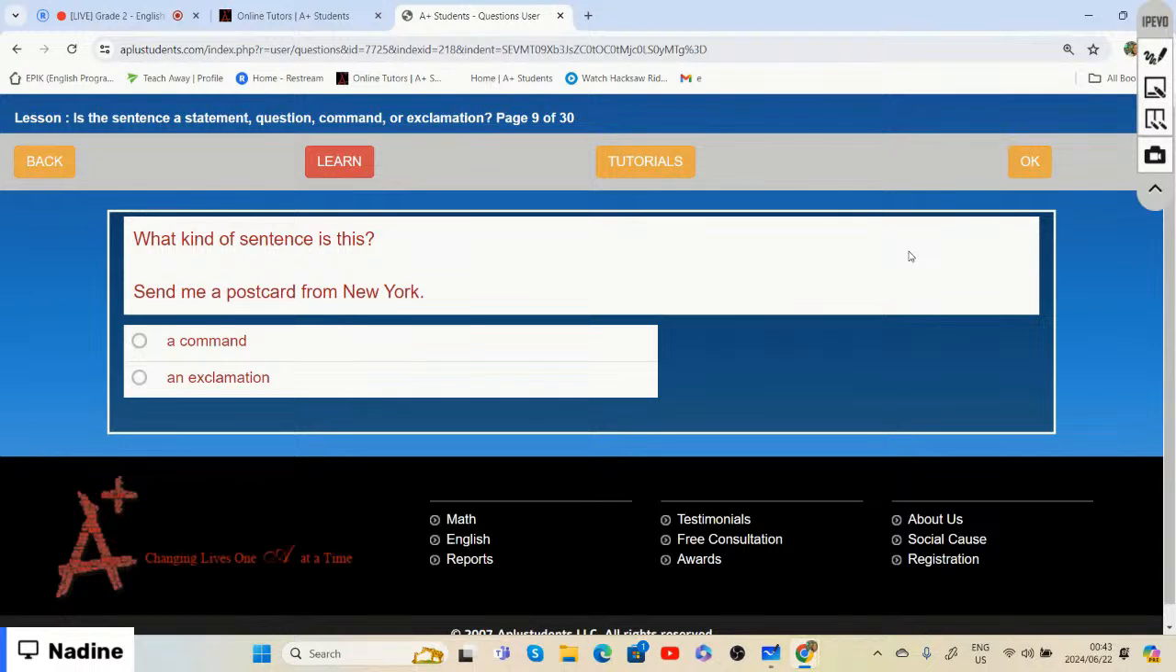It says, send me a postcard from New York. Is that a command or is that an exclamation? A postcard. Is that a command where they're telling you to do something, or is it an exclamation? Option one or option two? So send me a postcard from New York. Is that a command or an exclamation?